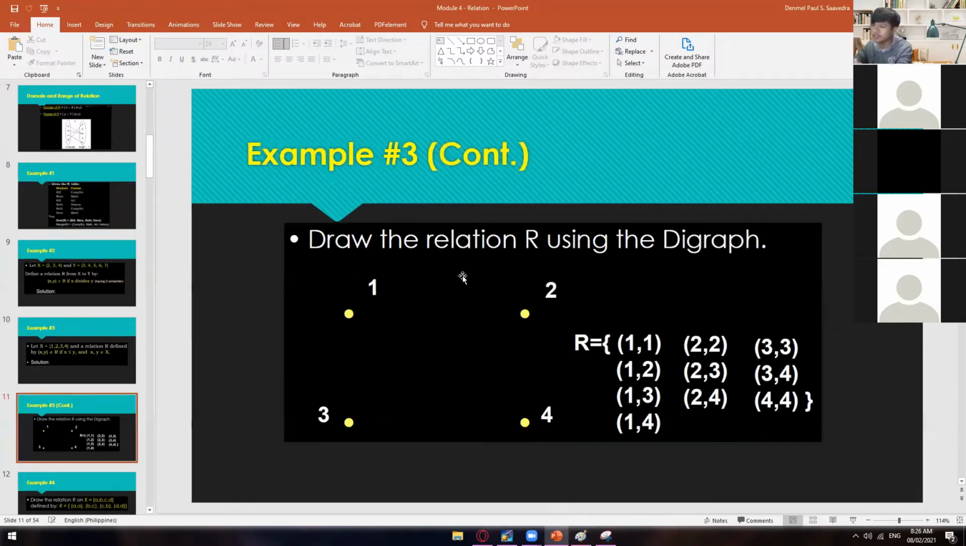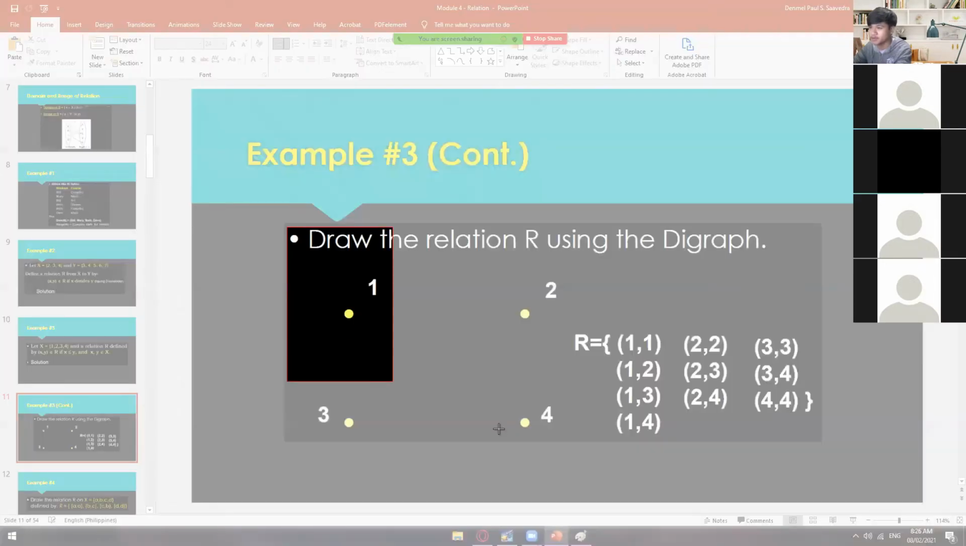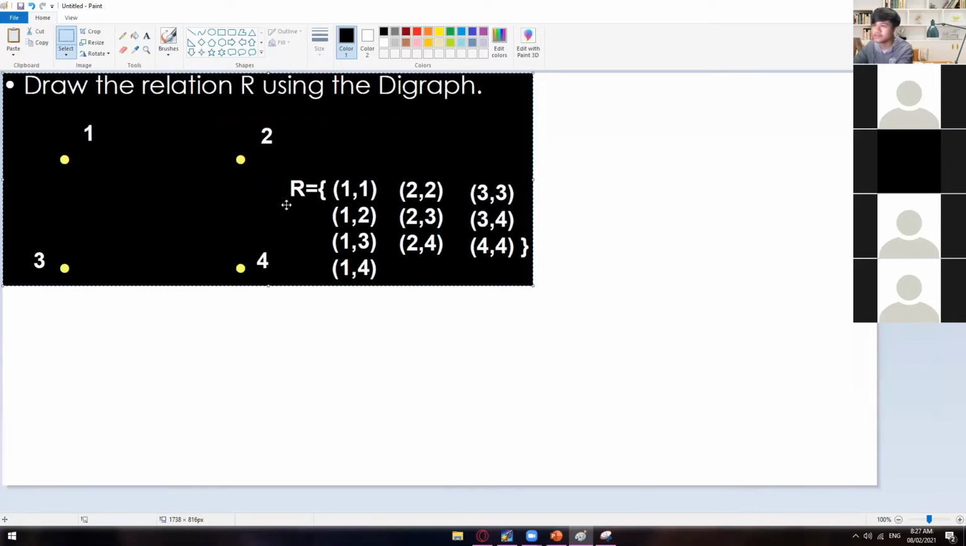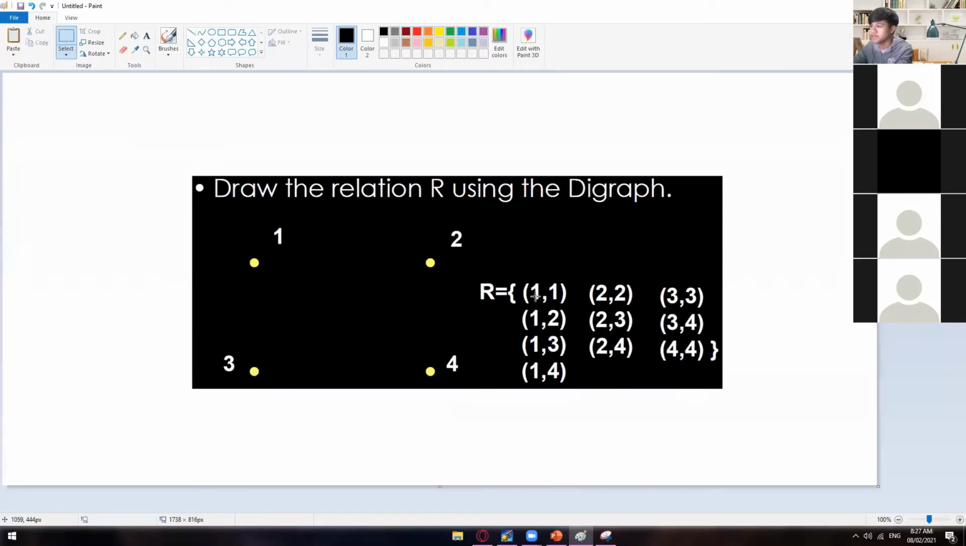All right, so let's move on to the next example. In here, draw the relation using a digraph. When we see digraph, this is a connection or a relation between two elements, from this point to this point. So let me show how to draw those relations using a digraph. This one is super easy. As you can see right here, we have a relation 1, 1, and so on and so forth. This is actually the answer from the past example, the one that we just answered.